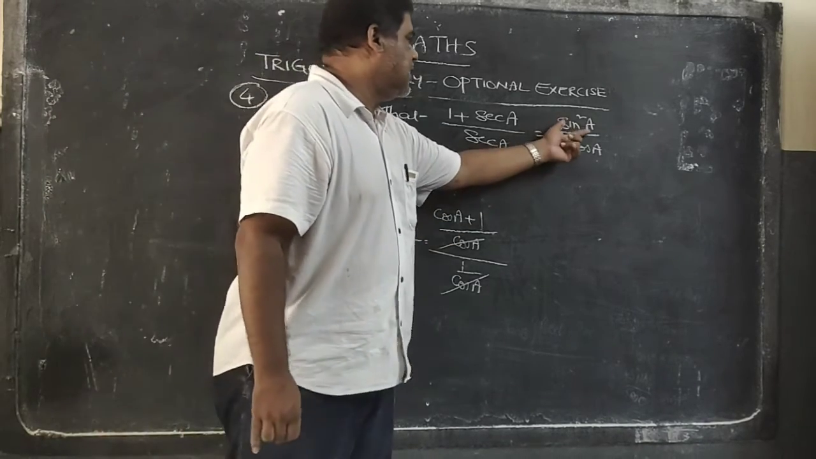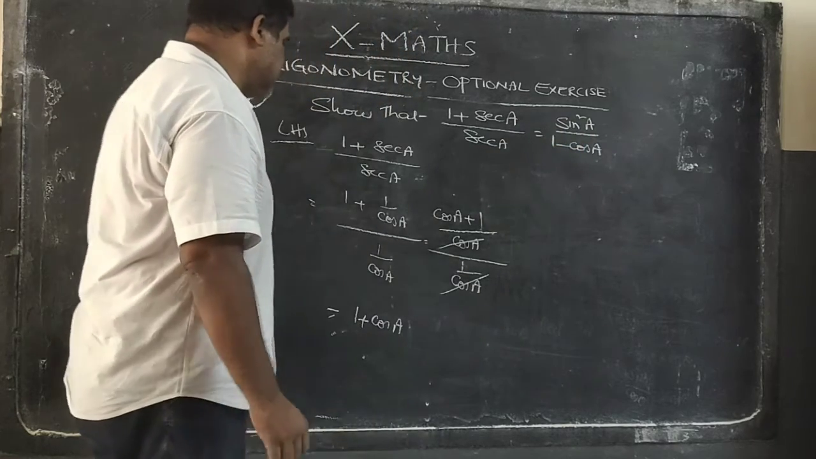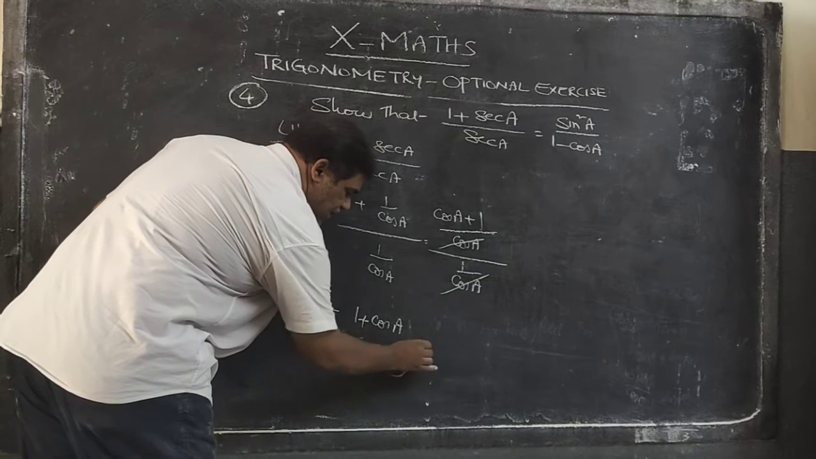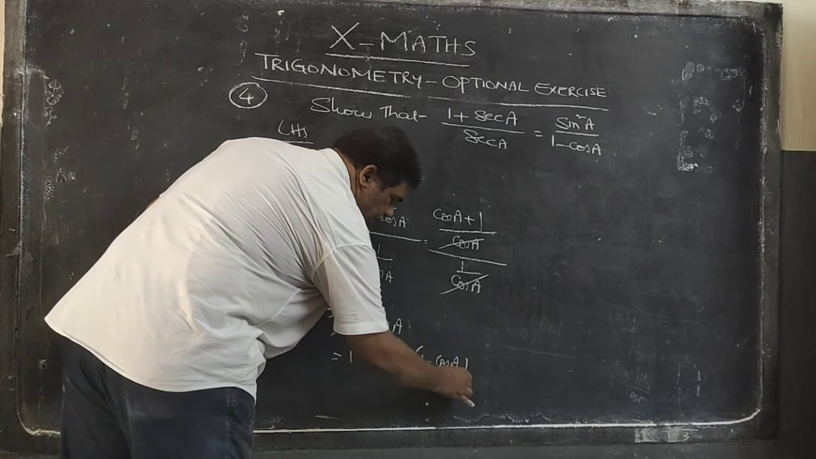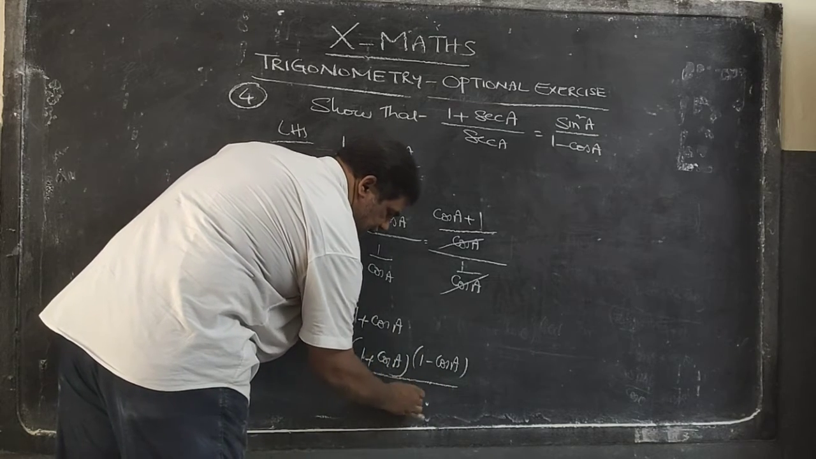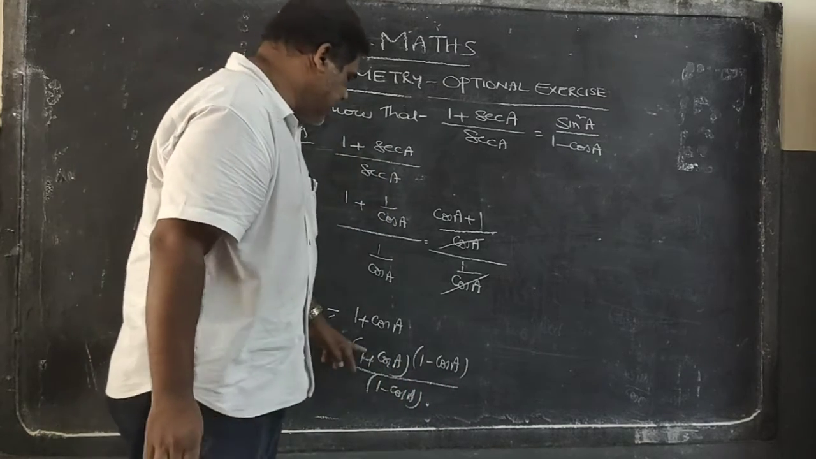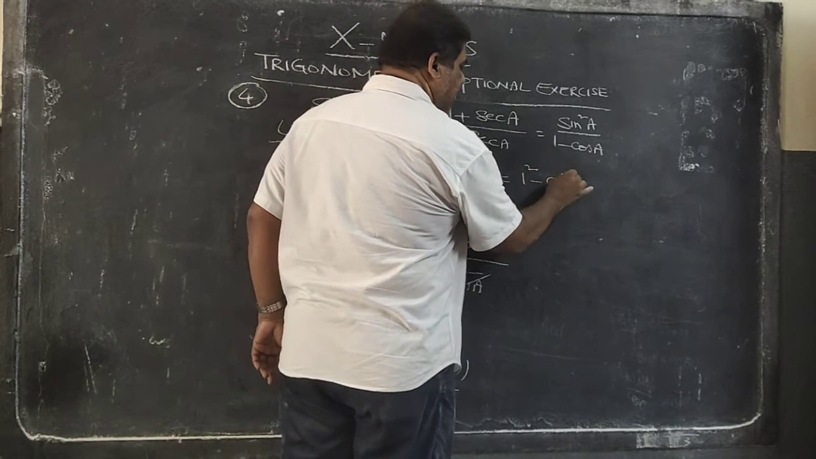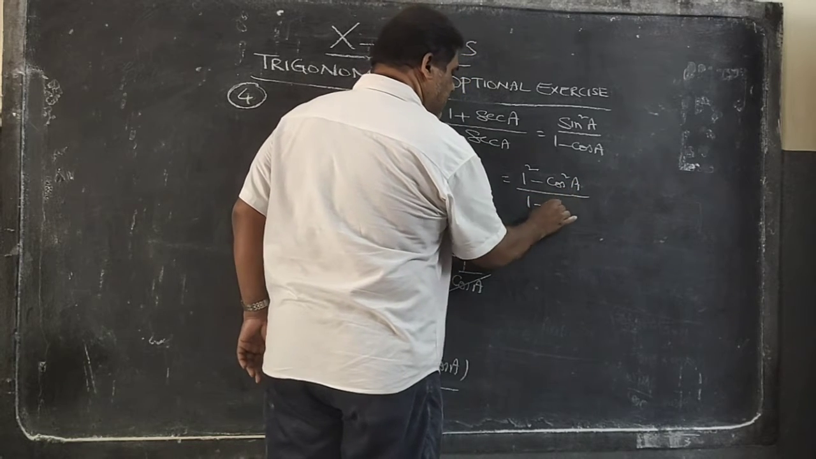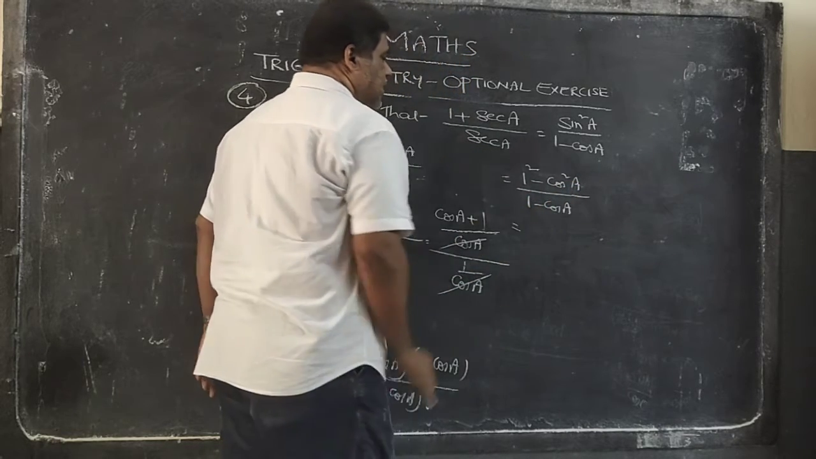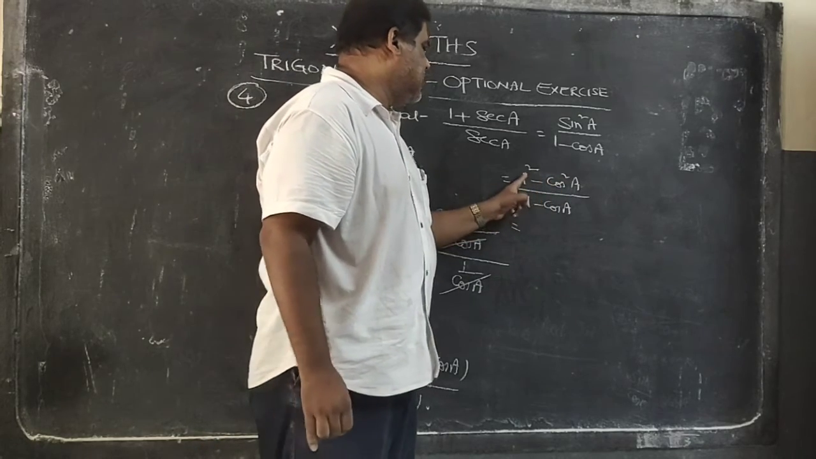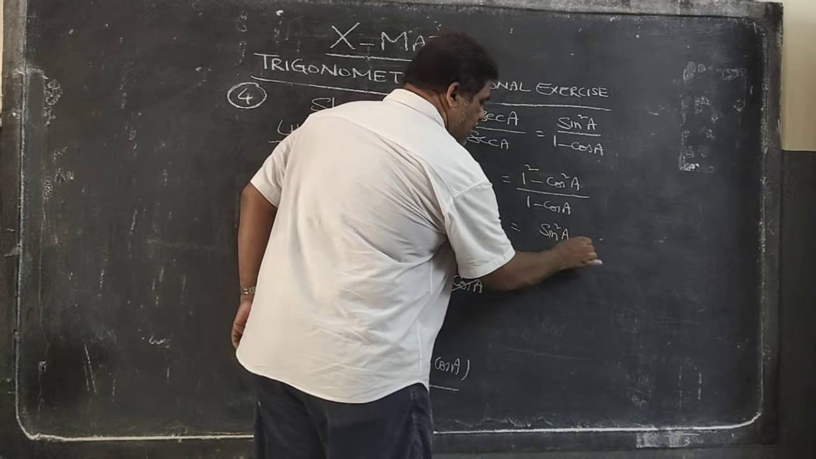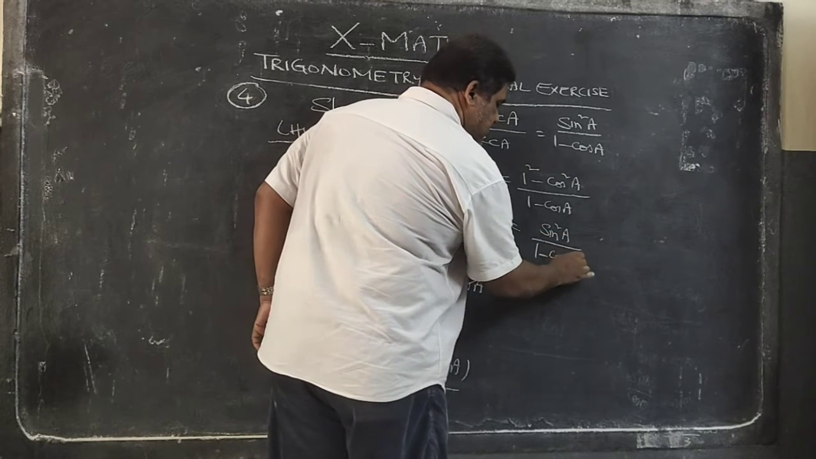Now you see the answer, in the answer the denominator is 1 minus cos A. So to get that answer, let us multiply and divide by 1 minus cos A. Now the numerator is (a + b)(a − b), which is a² − b², over 1 minus cos A. Sin² θ plus cos² θ is 1. So 1 minus cos² A is nothing but sin² A, giving sin² A by 1 minus cos A. This is the required answer.